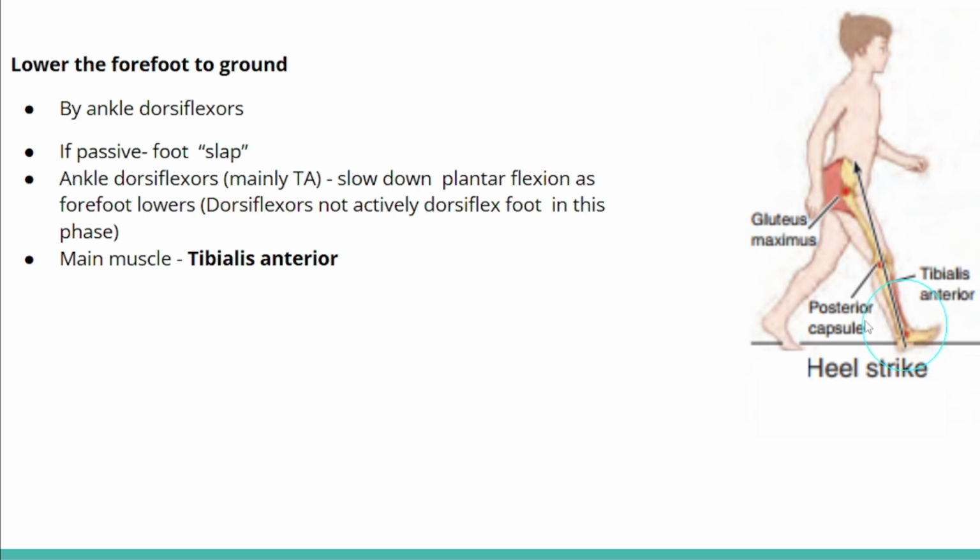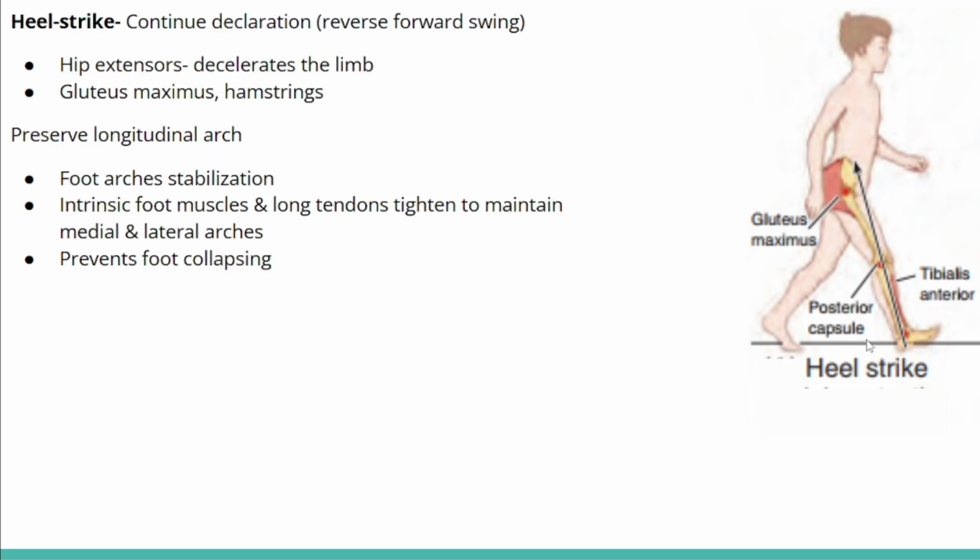If the dorsiflexors do not control this action and the lowering of the foot happens passively, the foot would just slap onto the ground. So ankle dorsiflexors, mainly tibialis anterior, act to slow down the plantar flexion as the forefoot lowers. And again, in this phase, the leg is still moving forward, and this motion needs to be slowed down or decelerated. Another way to say it is that the forward swing of the leg needs to be reversed.